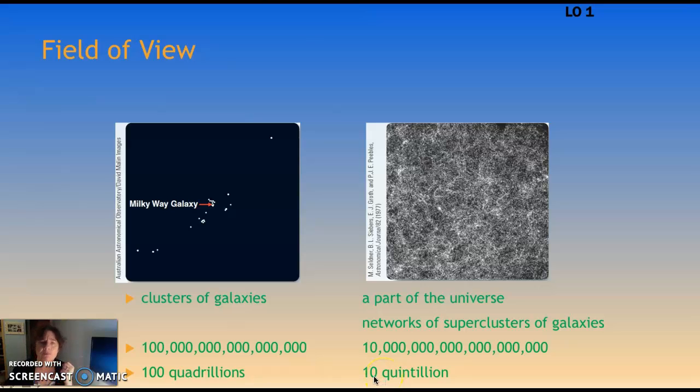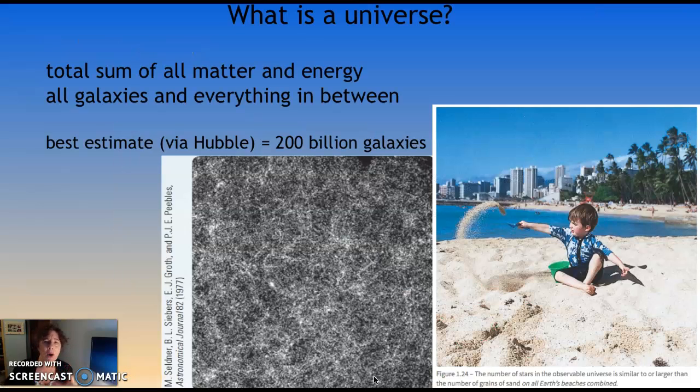Unfathomable. Now, what is a universe? A universe, as opposed to a galaxy, is the total sum of all matter and all energy. All galaxies, everything in between. If you had to think about the number, well, let's back up. The Hubble telescope has been able to look into what is probably, who knows, 200 billion galaxies.